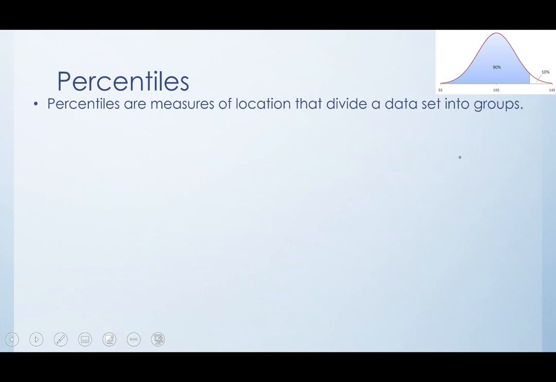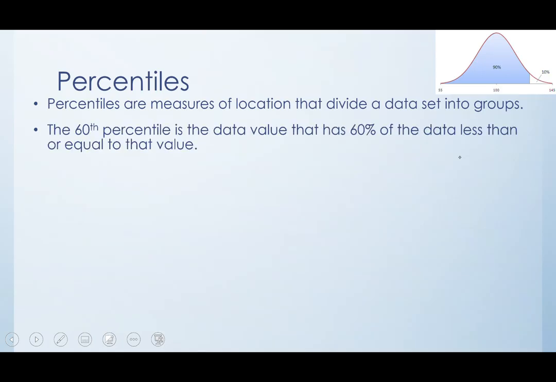If you're a parent, when you take your child to well visits, they'll give you their height and weight, and they also will give you percentiles. Like one of my children was always 95th percentile for height, or further out, meaning he was taller than 95% of the kids his age. And the other one was lucky to stay about the 10th percentile, meaning he was taller than 10% of the people. So percentiles are measures of location that divide your data set into groups.